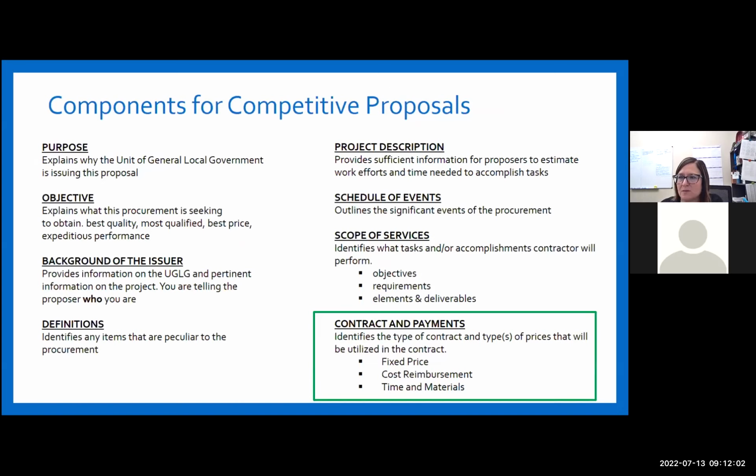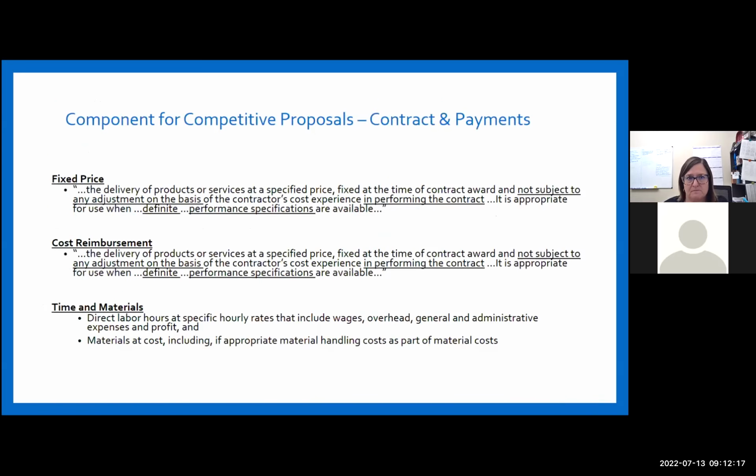So here they are in a little bit more detail. And then contracts and payment. This identifies the type of contract and type of prices that will be utilized in the contract: fixed price, cost reimbursement, and time and materials. So component for competitive proposals, contracts, and payments.